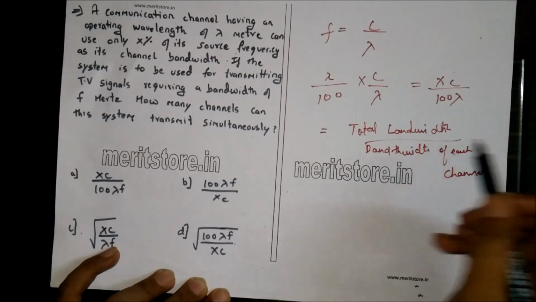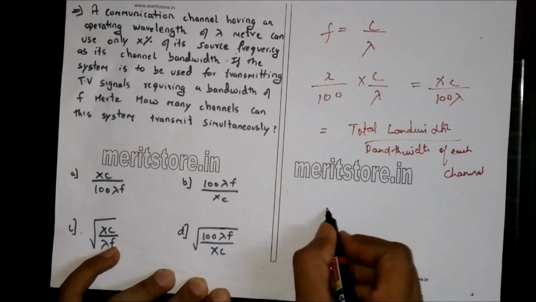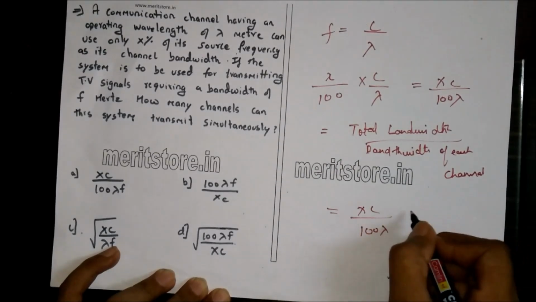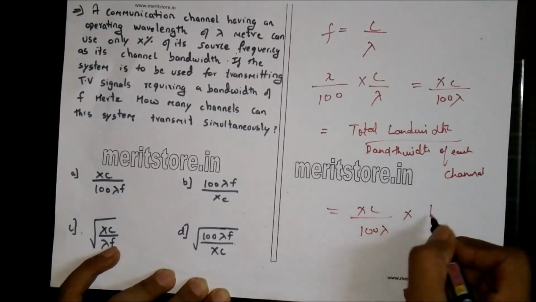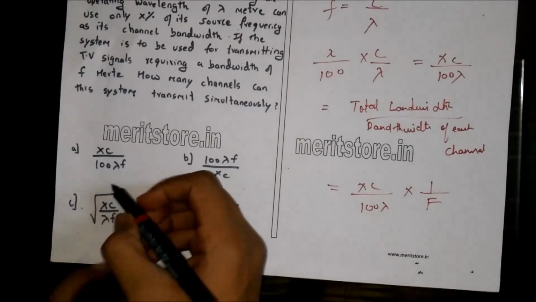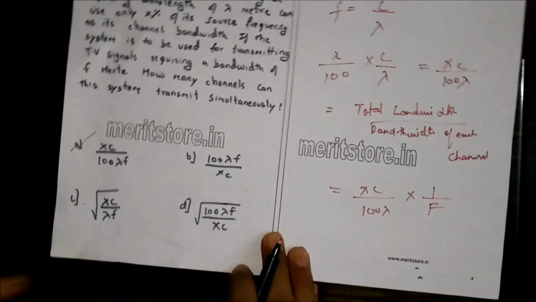Now total bandwidth is xc upon 100 lambda. So xc upon 100 lambda, and the bandwidth of each channel is f, so the number of channels is xc upon 100 lambda f. So the correct option is option A.